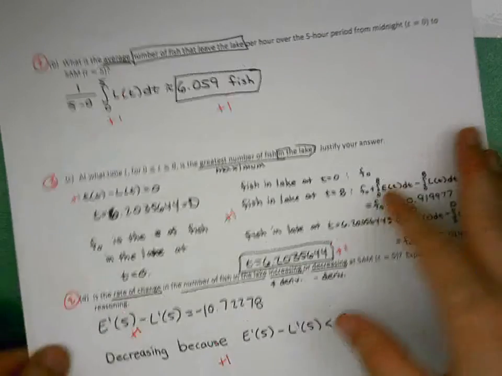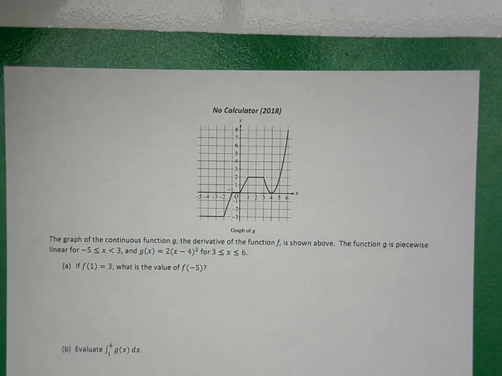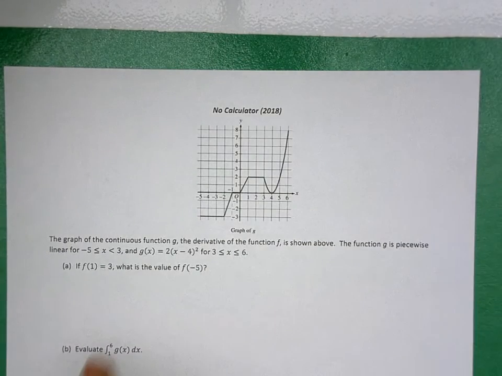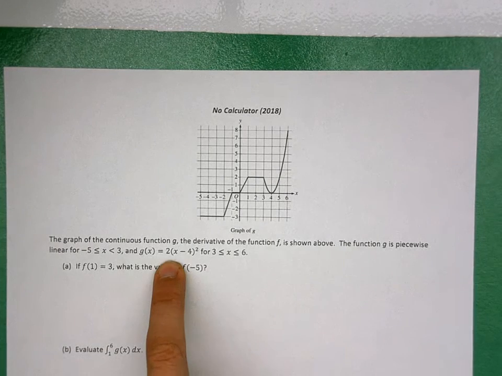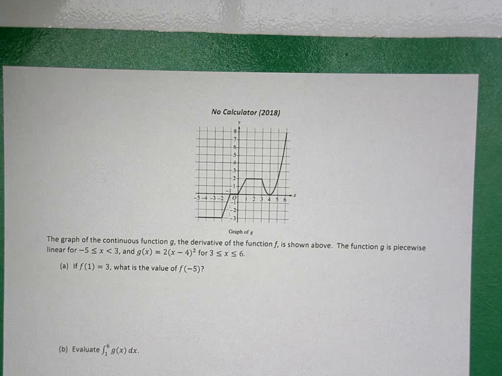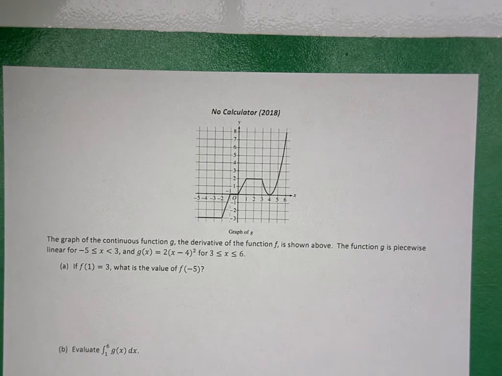Okay, second one from 2018, the f, f prime, f double prime graph section here. This was the second set of notes we looked at. We have the graph of the continuous function g. The derivative of the function f is shown above. Function g is piecewise linear for -5 to 3. So I've got a bunch of shapes here from -5 to 3. And then I've got a function defined for 3 to 6. Okay? And then we have A, B, C, and D here.